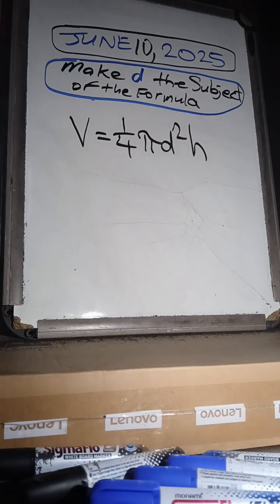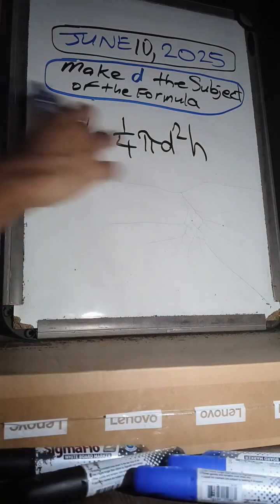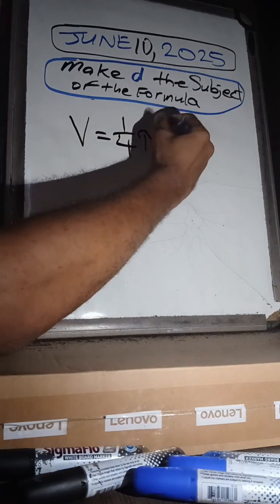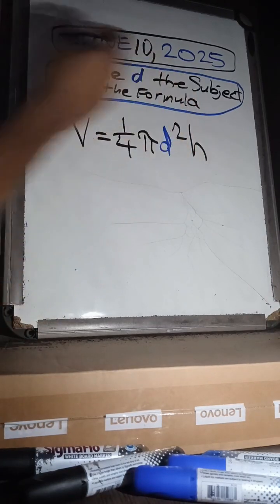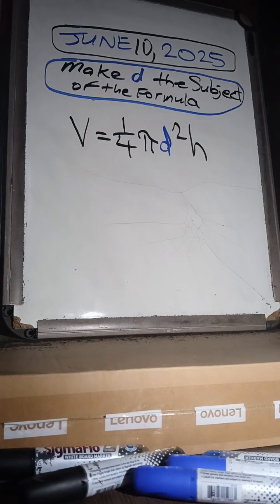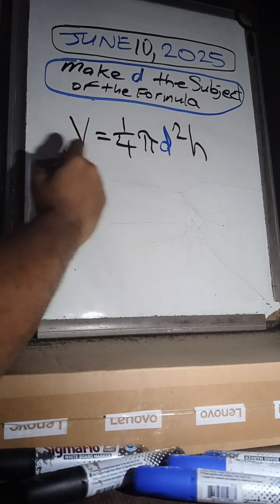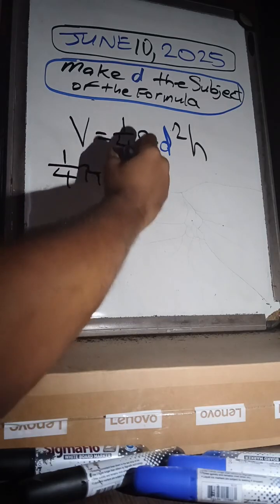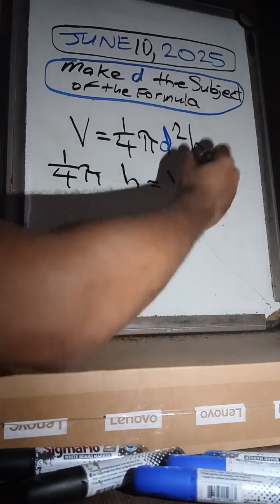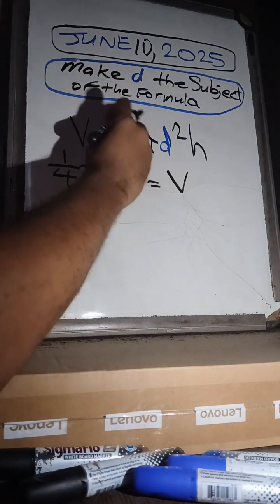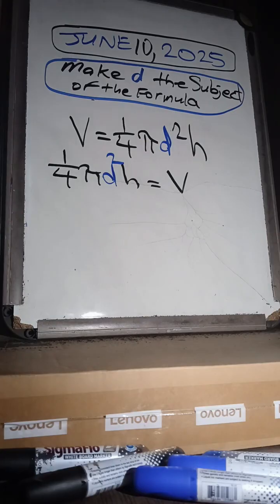Now, what I normally do, I color the letter that I want, right? That's what I normally do. So let me just color the letter that I want. So normally I color that. So fine, let me just put it on the other side. 1/4 pi, alright, so we have that.